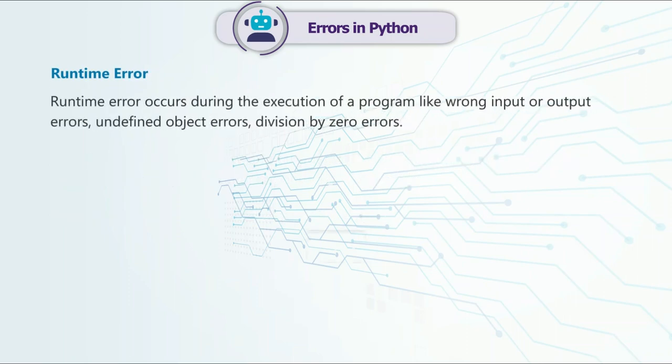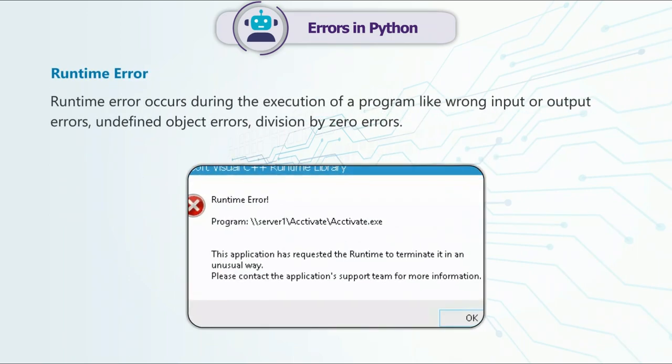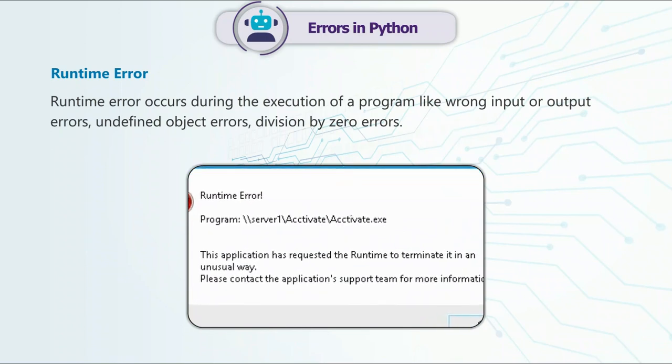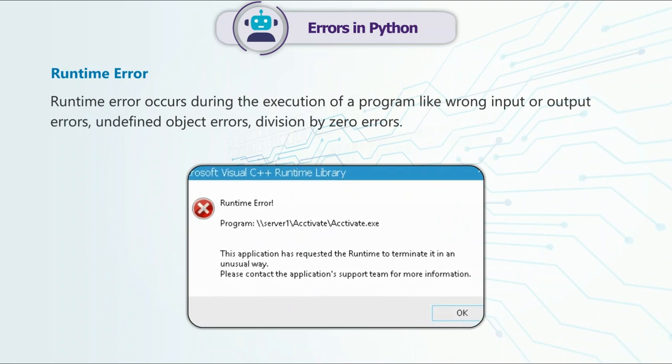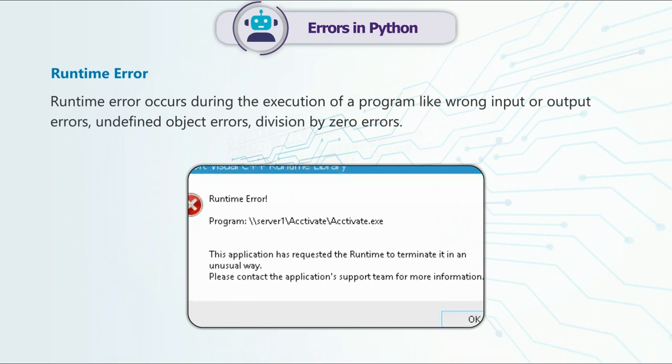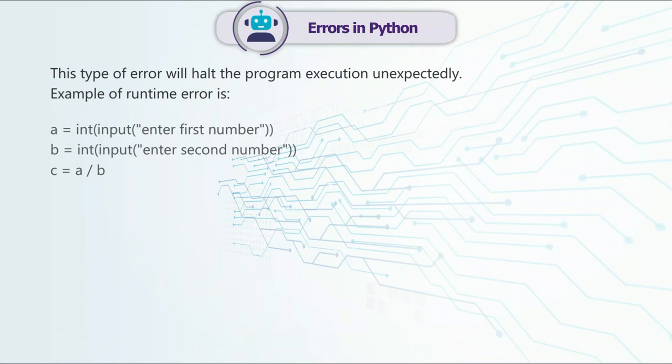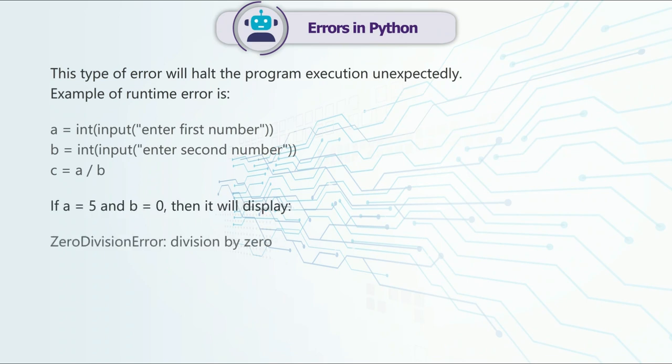Runtime error. A runtime error occurs during the execution of a program, like wrong input or output errors, undefined object errors, and division by zero errors. This type of error will halt the program execution unexpectedly. An example of a runtime error is if A = 5 and B = 0, then dividing A by B will display an error.